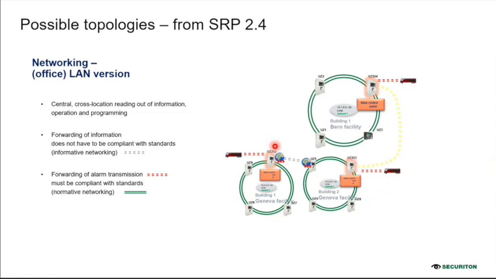And how many SecuriLANs can be connected over the SecuriWan? We can connect up to 254 SecuriLANs to the SecuriWan. And which structures can be built with the SecuriWan? As I said, we can have a loop or a free connection, so we can realize both, like for the SecuriLAN.